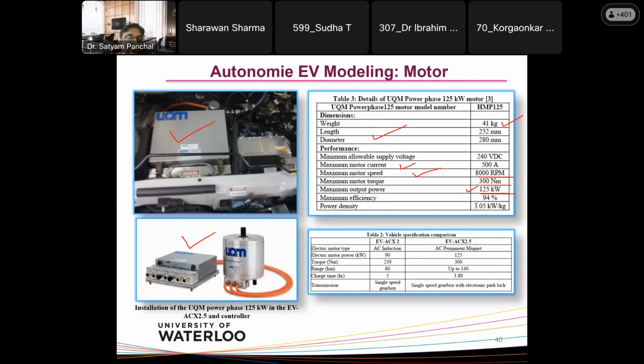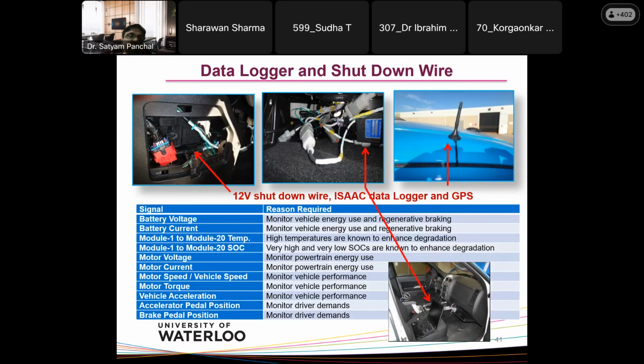Maximum efficiency is 94%, and there are a couple of other parameters if you compare ACX2 with ACX 2.5, as I said earlier. The previous vehicle had an AC induction motor. The next one has an AC permanent magnet motor: electric motor 90 kilowatt, and the new one has 125 kilowatt. Torque 239 Newton meter, the newer version has 300 Newton meter. Range 80 kilometer, updated all the way to 140 kilometer. Charging time 5 hour, reduced to 3.89 hour, and the transmission is a single speed gearbox with electronic torque lock.